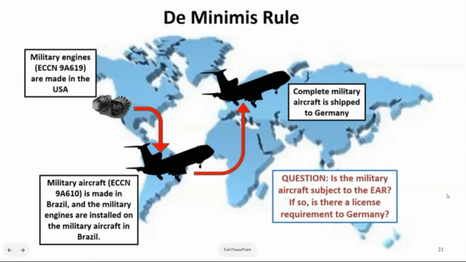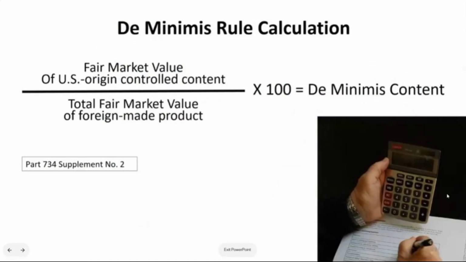Next slide, please. And to do that, you go into the regulations in supplement number 2 to part 734, and you're going to find a formula for the de minimis calculation. It's the fair market value of the U.S.-origin controlled content divided by the fair market value of the foreign-made product, equaling the de minimis content. So we're going to show you right now how to do that in this example. Next, please.